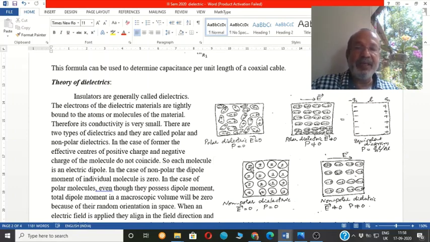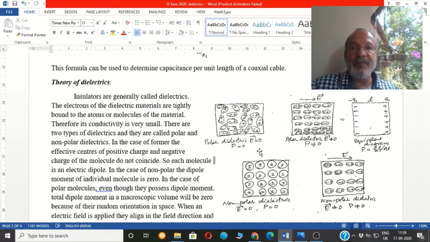That is for an atom. For molecules, we have got a collection of atoms, so the nuclei are situated at different positions. The effective center of positive charge will be there, and the effective center of all the negative charge will be there. And in the case of symmetric molecules like carbon dioxide, the effective center of positive charge will coincide with the effective center of negative charge.